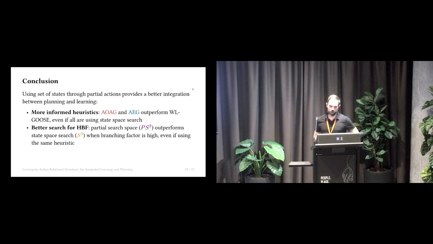So just to wrap up, I guess the main message here is that using the set of states through these partial actions provided better integration between planning and learning, right? So we were able to learn a more informed heuristic, right? Even though we didn't use it in the partial state search, just using regular GBFS, they perform a little bit better. And also, this new search space, this partial search space, performed really, really well on the high branching factor domains.